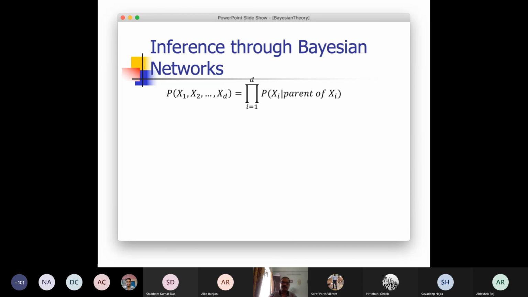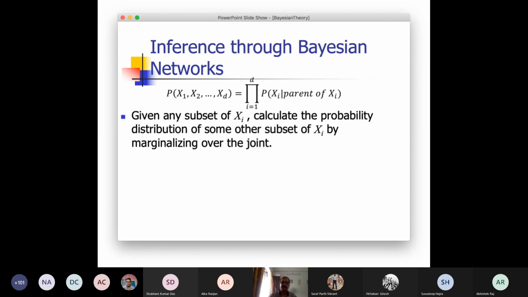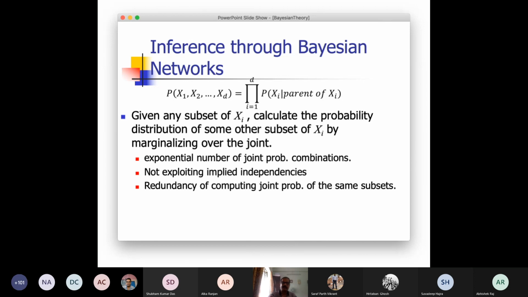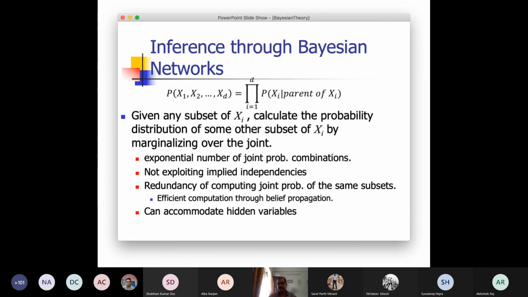For inference through a Bayesian network, I just mentioned how the joint probabilities are computed for any combination of variables. As I said, you can marginalize it, but there is an exponential number of joint probability combinations, so it's not exploiting the implied independencies, and there are a lot of redundancies in the computations. There are efficient computations through belief propagation, by which you can compute these probabilities, and which can also accommodate hidden variables.